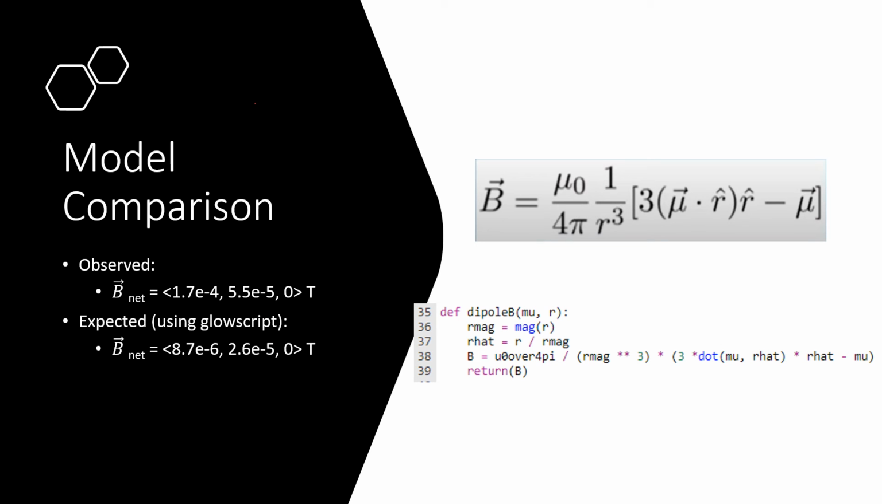Now, in order to compare measured B-net results to a predicted model that uses Biot-Savart, we can use GlowScript and input the average d perp we found before. As you can see, we have a pretty big difference between the measured and predicted magnetic field values.